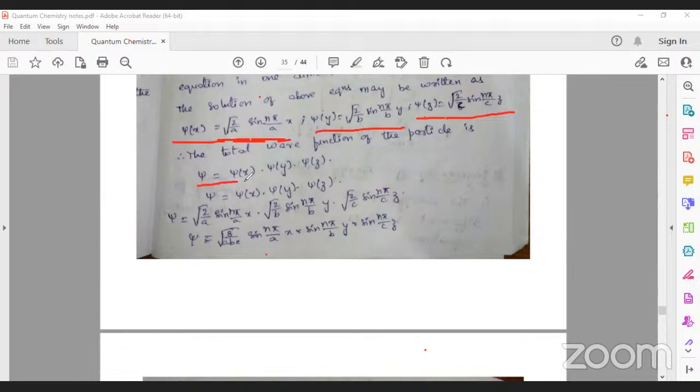Therefore, the overall wave function, the total wave function, is the product of ψx, ψy, and ψz. Therefore, ψ is equal to the ψ of x solution, which is this one, the ψ of y solution, which is this one, and the ψ of z solution, which is this one. The product of all these gives us the total wave function of the solution. If you are able to understand the particle in a one-dimensional box, it is easy to write, right? So the equation becomes complicated, but if we know the concept, we can write it easily.